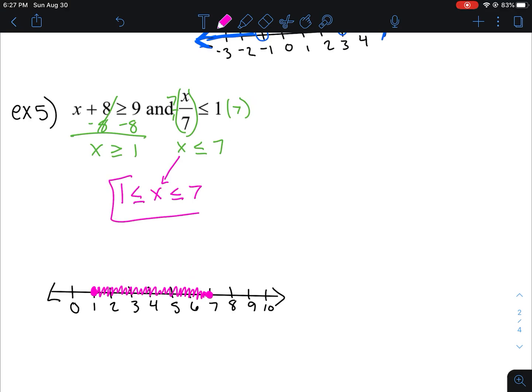Notice that when I did write my final statement, I took the word and out of the inequality altogether. It's just 1 is less than or equal to x, which is less than or equal to 7. So when you write an and statement correctly, or a solved and statement, the and is gone, and the x or the variable just remains in the middle there.